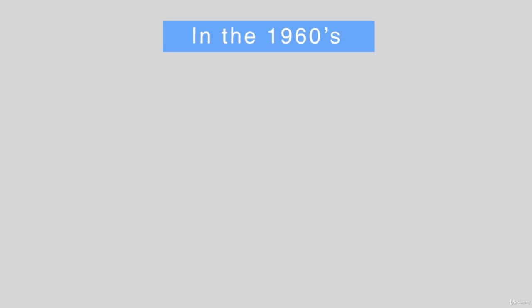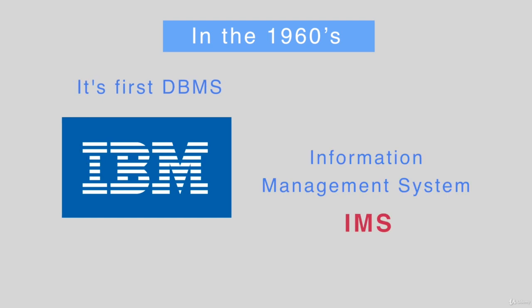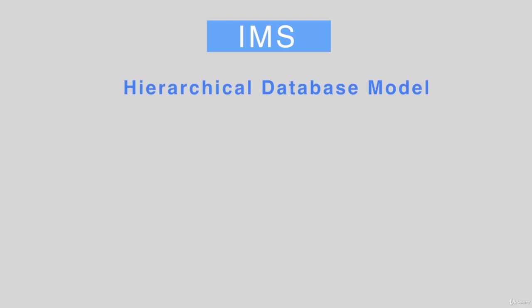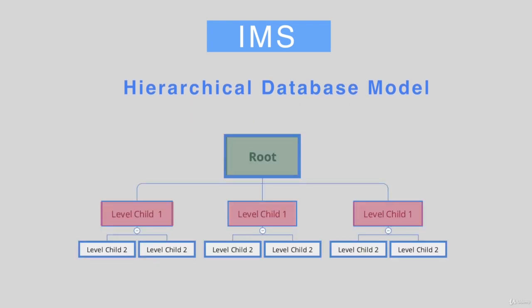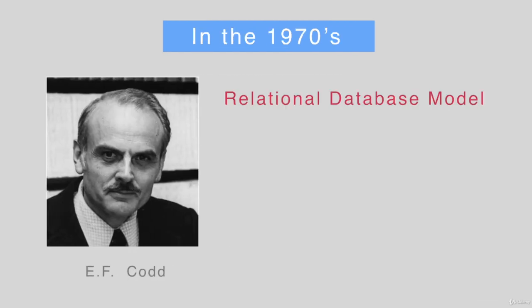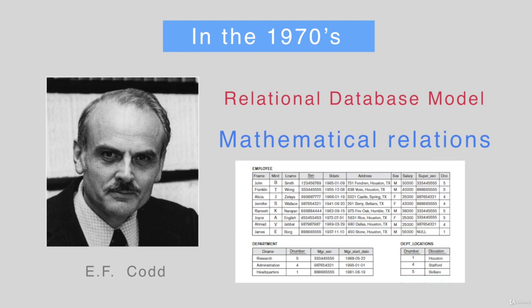In the 1960s, IBM developed its first DBMS software called Information Management System. IMS was a hierarchical database model. In a hierarchical model, files are related in a parent and child manner. Each child file has at most one parent file. E.F. Codd conceived the relational database model in 1970. This model uses the concept of mathematical relations, which look like tables.